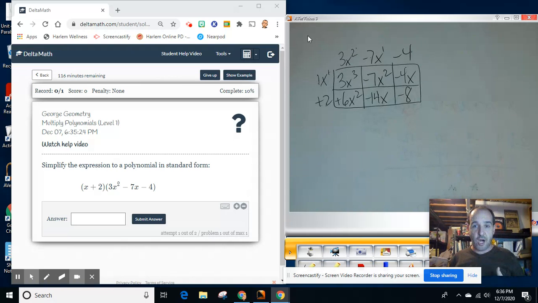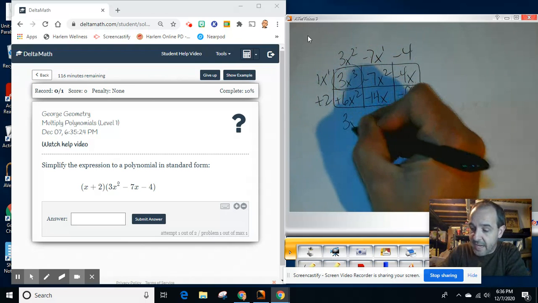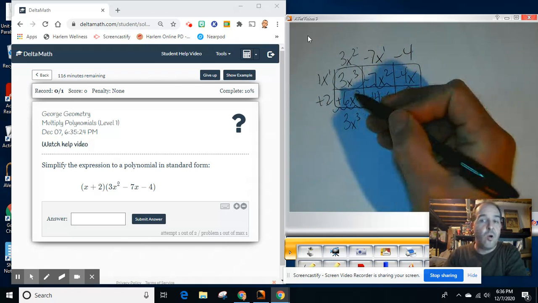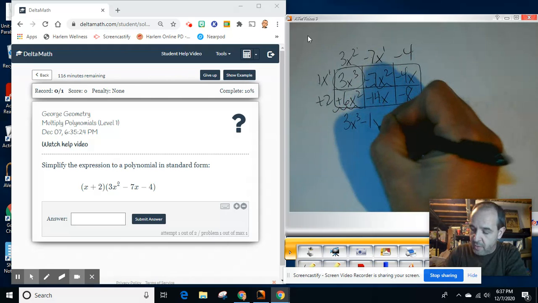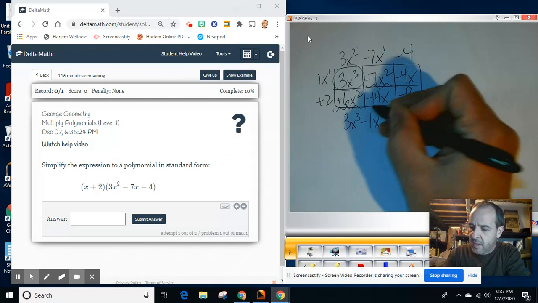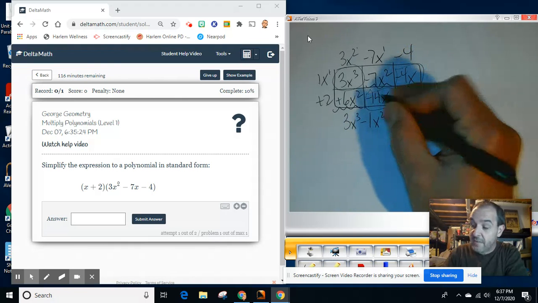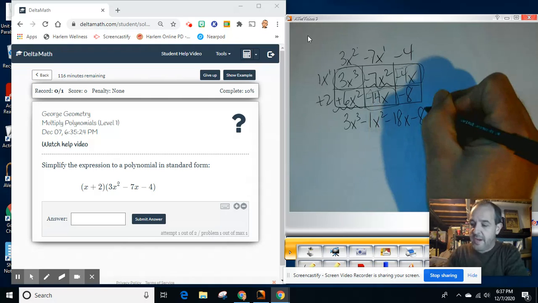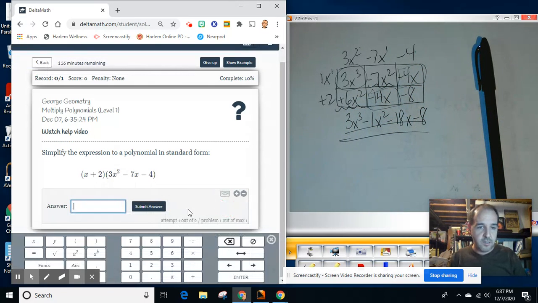And once I get there, what I'm going to do is go through and combine my like terms. But I'm going to write it in standard form, meaning I start with my greatest degree and work my way down. We're no longer multiplying. 6 minus 7 is negative 1, or you could just have negative x squared. Negative 14 minus 4 is negative 18x minus 8. So to me, that is the answer that I want.